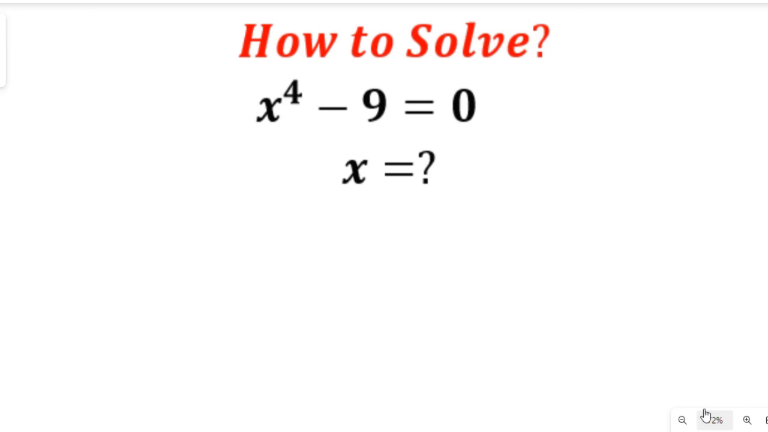In today's tutorial, we're going to learn how to solve for x in x to the power of 4 minus 9 equal to 0. We're asked to find the value of x.